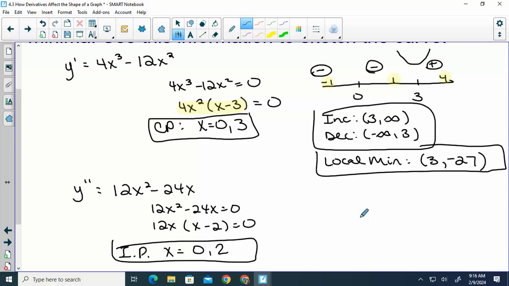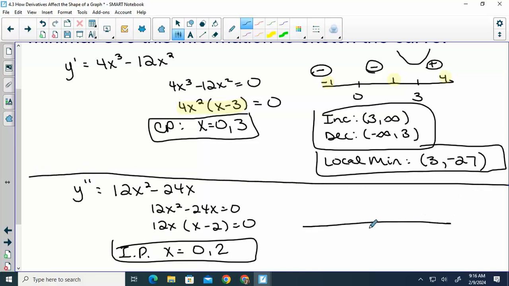So how do I check my concavity? Sign line. So this is all involving the second derivative. So we do our test points, and we are putting these into the second derivative. Okay, if we put in a negative 1, we get a negative 12 times a negative 3. So negative times a negative is positive. If I put in a 1, I get 12 times a negative 1. So positive times a negative is negative. If we put in 3, we have a positive times a positive, which is positive.